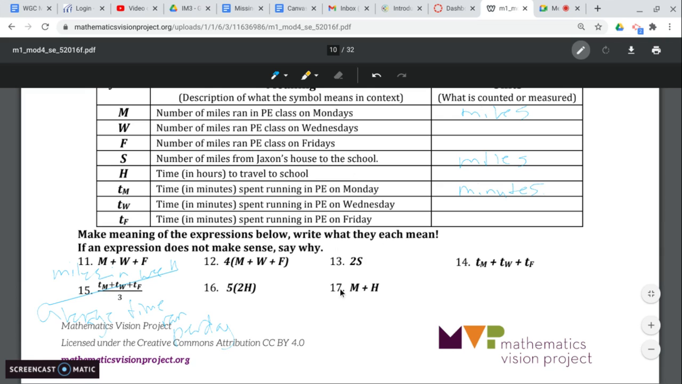All right, the next one we're looking at, 17, M plus H. So M is the number of miles ran in PE on Mondays. H is the time in hours to travel to school. Do those have anything to do with each other? No, so this is the one that does not make sense. The units don't match, because the units on the H are going to be hours. So if our units aren't the same, we can't combine them. So keep that in mind.